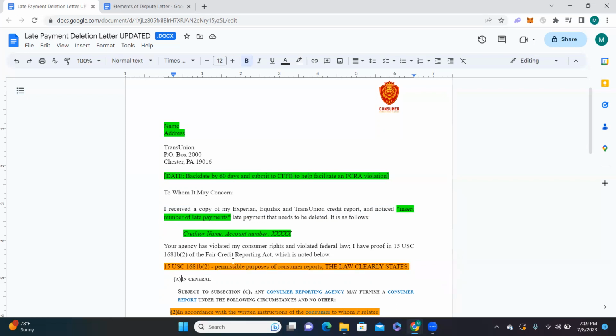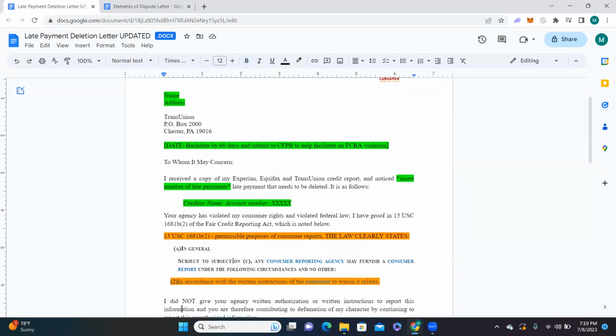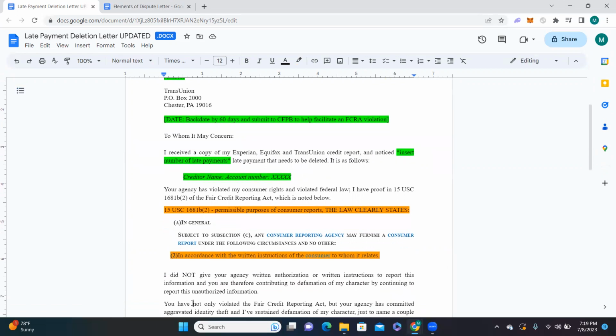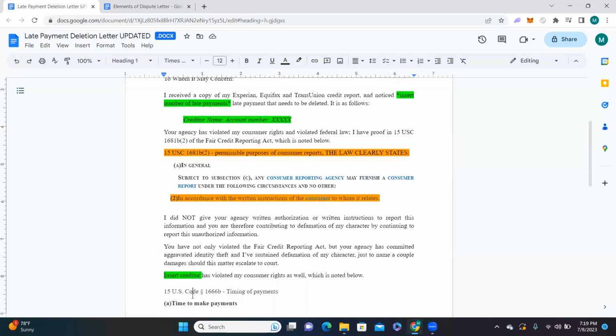So, in accordance with written instructions of a consumer to whom it relates, we're basically just letting them know that they didn't have written instructions, right? Like what I said, I didn't give you written instructions, etc. They violated FCRA, so you got to let them know how, right? Let them know defamation of character. You can go, bro. That's a whole court case right there. Defamation of character.